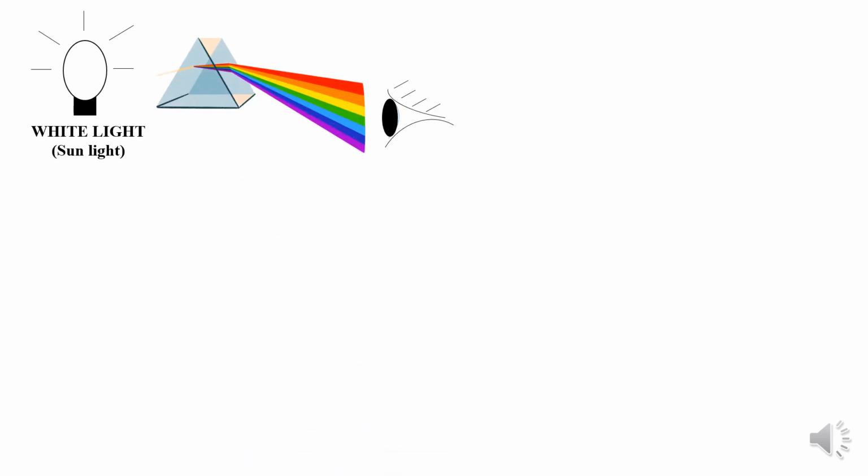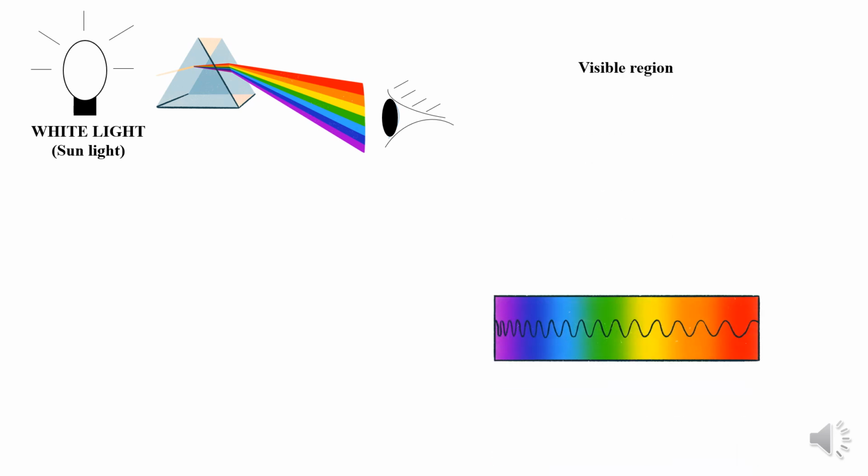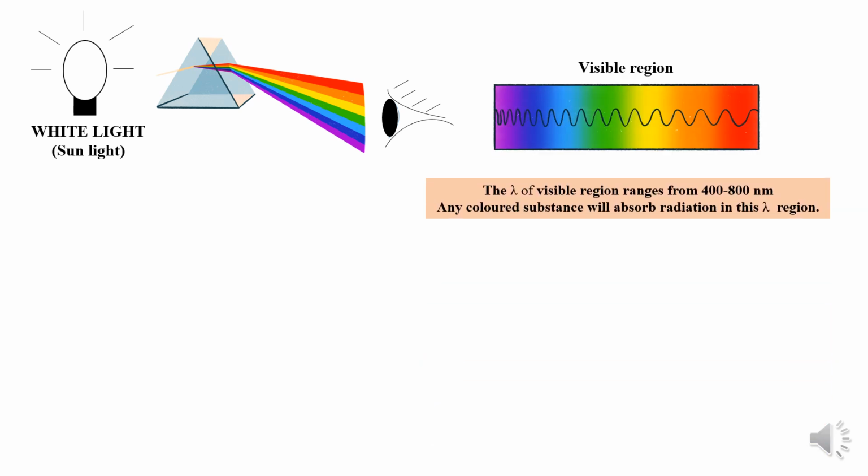The ordinary white light or the sunlight can be dispersed by a prism into a spectrum of colors that can be perceived by the naked eye. And the wavelength of the visible region ranges from 400 to 800 nanometers. And remember, any colored substance will absorb radiation in this wavelength region, that is in the visible region.